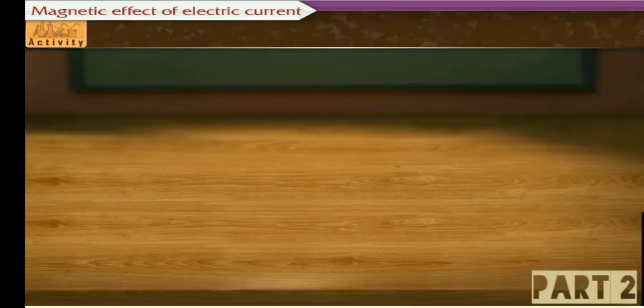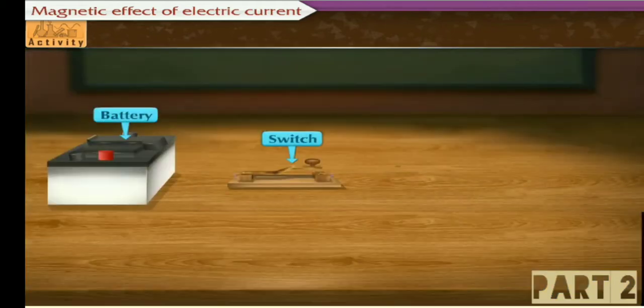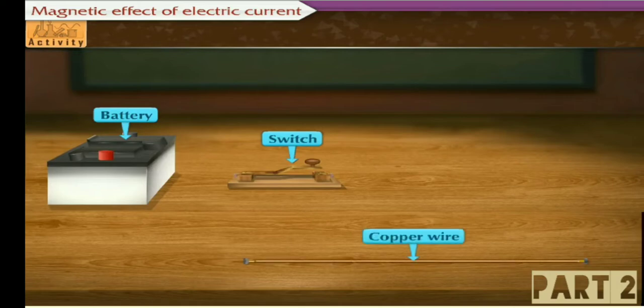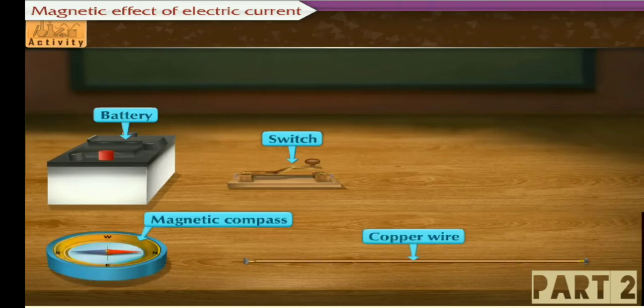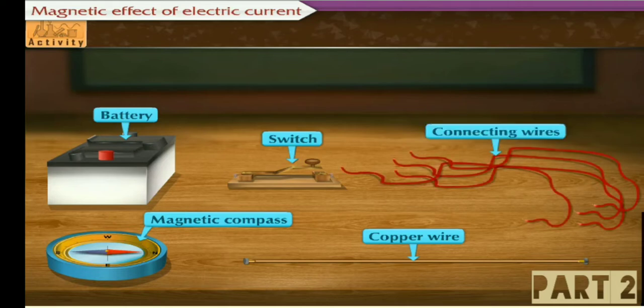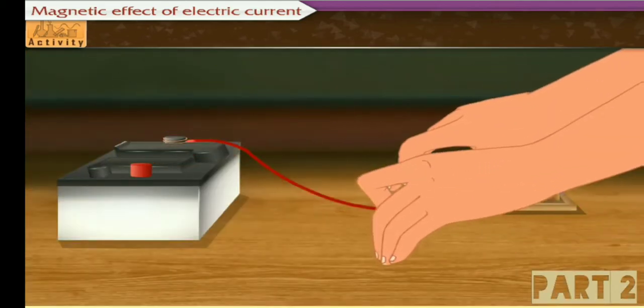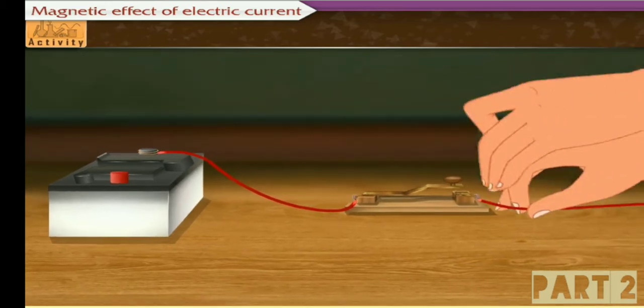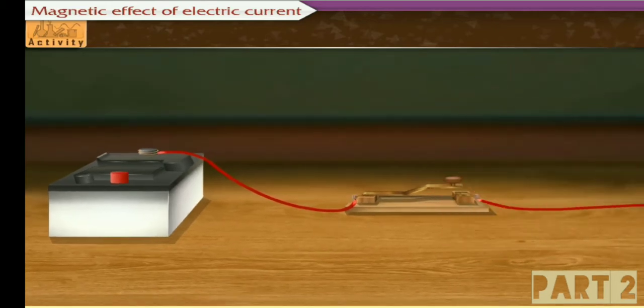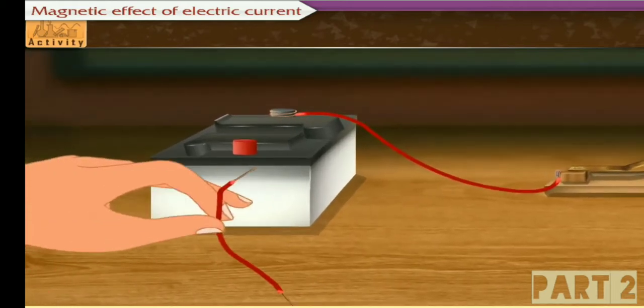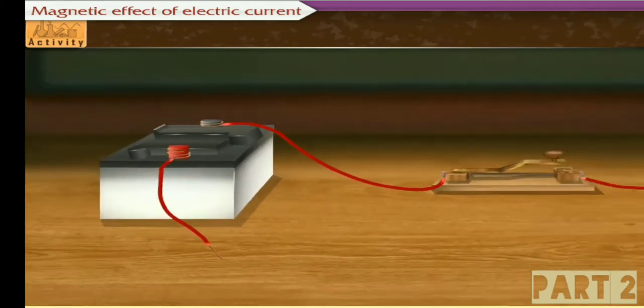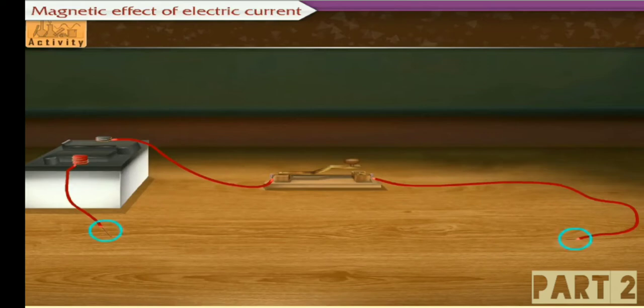Activity. To perform this activity, we require a battery, a switch, a thick and straight copper wire, a magnetic compass, and some connecting wires. Let us first connect the circuit. Connect negative terminal of battery to one terminal of switch. Connect the other terminal of the switch with a wire. Similarly, let us connect another wire to the positive terminal of the battery. Mark the free ends of wires as A and B.